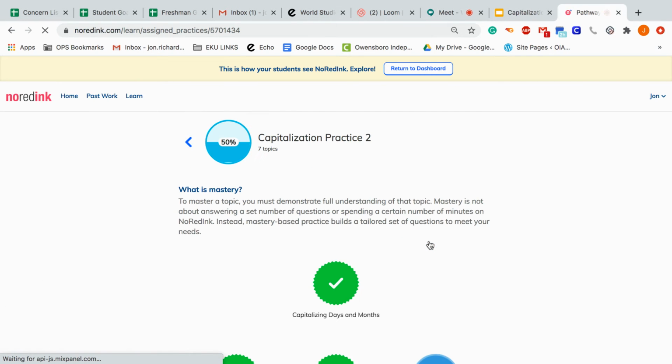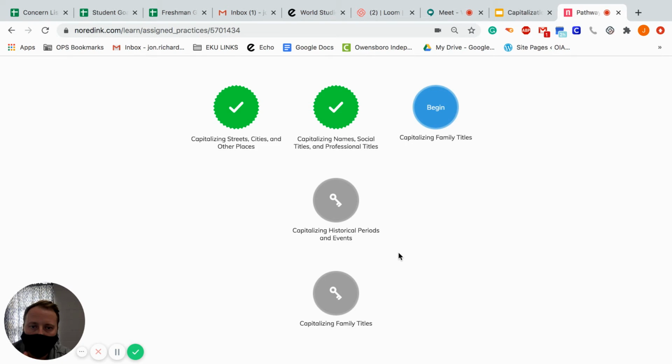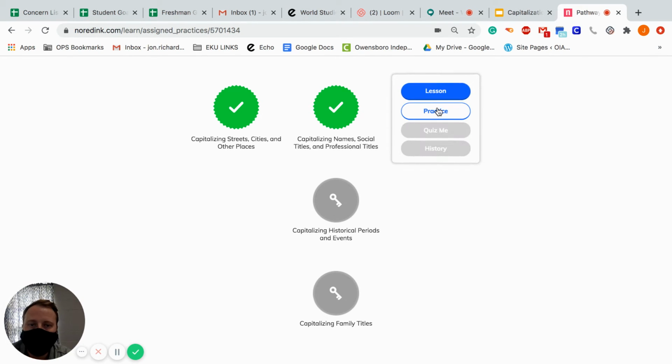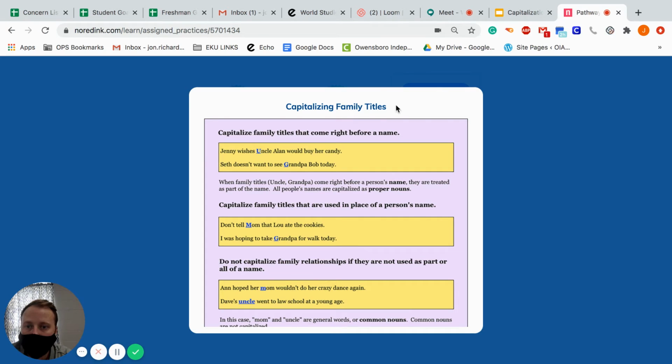So we turn back to pathway. We've got 4 more to go, but actually this one right here is going to knock out both of these. Family titles can be a little tricky and a little confusing, but I've got a neat little trick that makes it easier for you. Number 1 is if it's with a name, like professor or doctor or general or Mrs. or Mr., those are always capitalized if it's with a name. Like Uncle Alan or Grandpa Bob or Aunt Susie or Uncle Dave, whatever it is, those are always capitalized with their names.